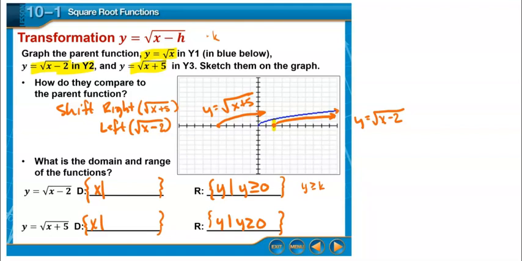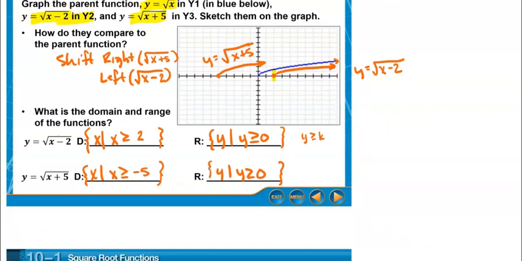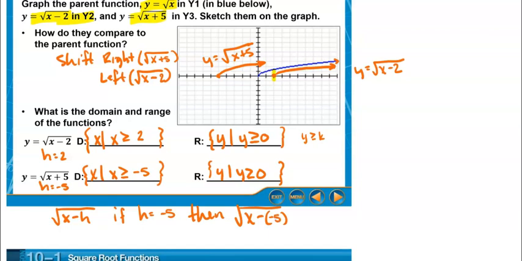The range of this, though, is shifted. So this one is all the x's that are greater than or equal to for both of these. It always turns out to be greater than or equal to. But this is x is greater than or equal to negative 5. X is greater than or equal to 2. So the h in this case, h equals 2. H equals negative 5. Remember, this is opposite because we always put x minus h in there. So if h equals negative 5, then the square root of x minus h is going to be x minus negative 5, which is x plus 5.